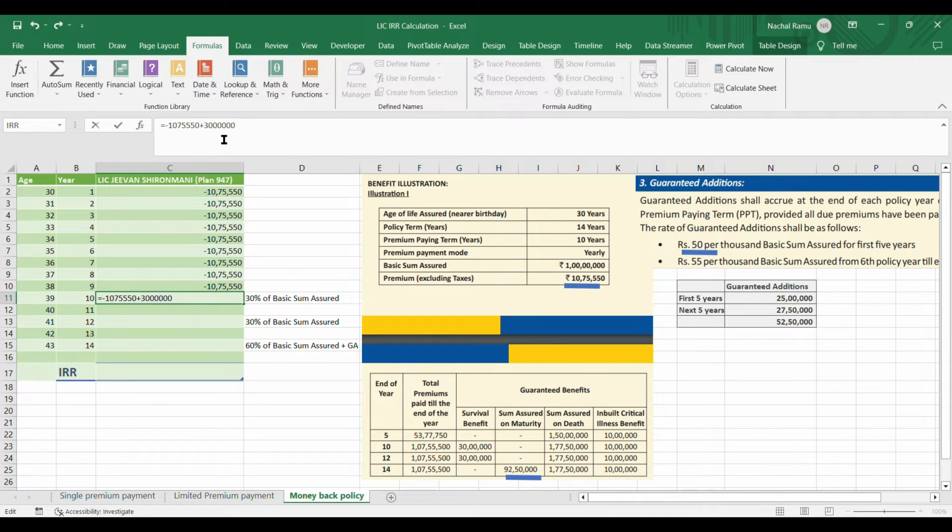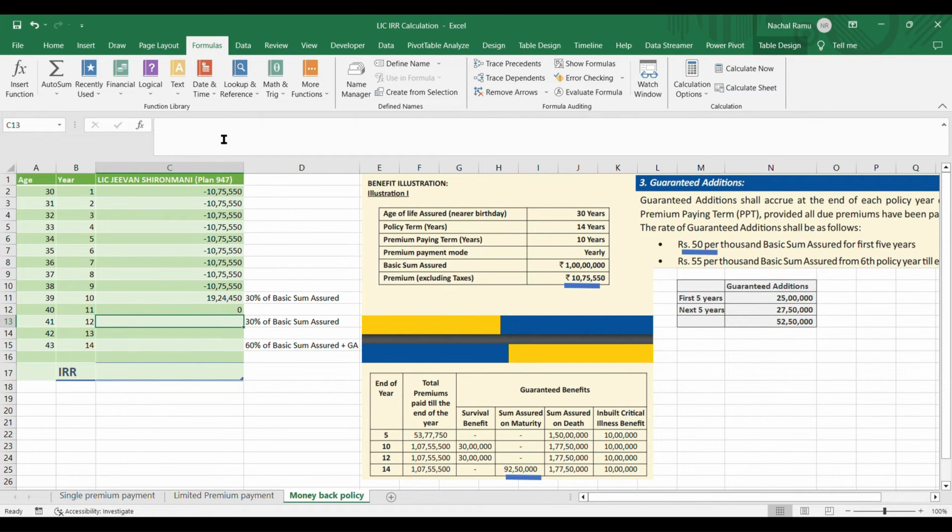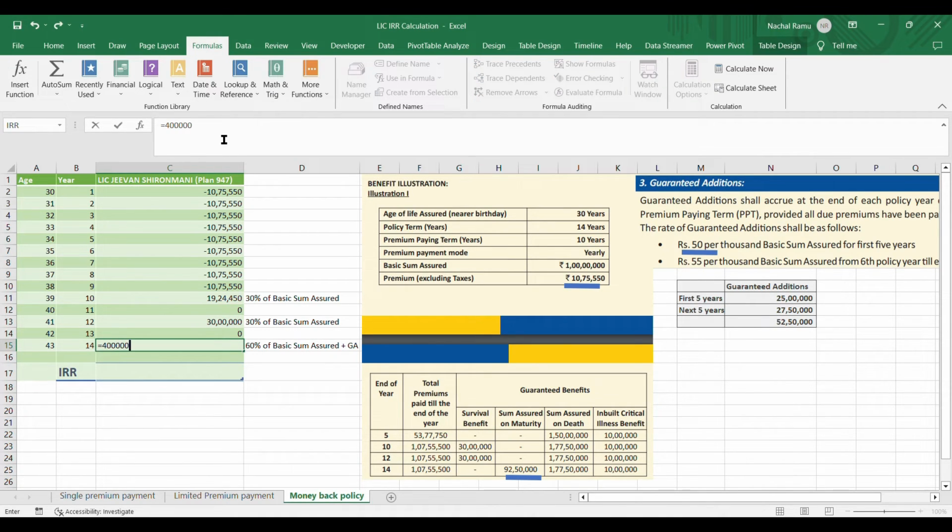Along with that premium amount, enter this receipt with the plus symbol. Put 0 in the 11th year as you will neither pay nor receive any benefits. Again in the 12th year you receive 30% of basic sum assured, which is 30 lakhs. 13th year again 0. 14th year you receive 40% of sum assured along with guaranteed additions. Now let us work out guaranteed addition.